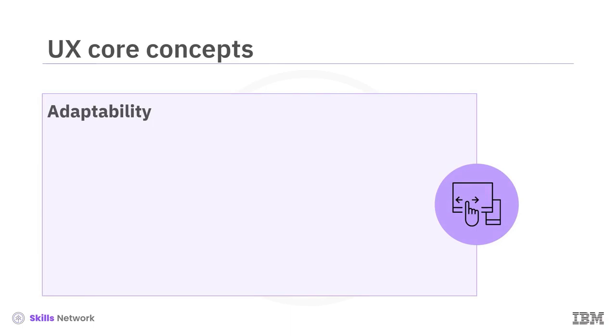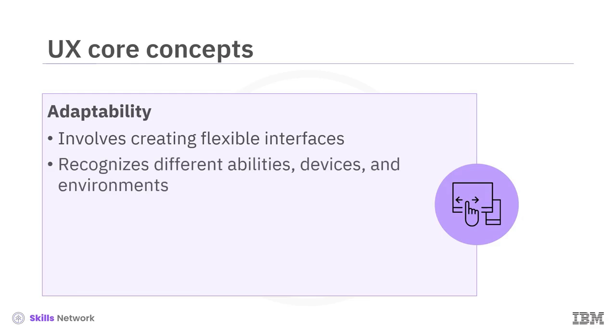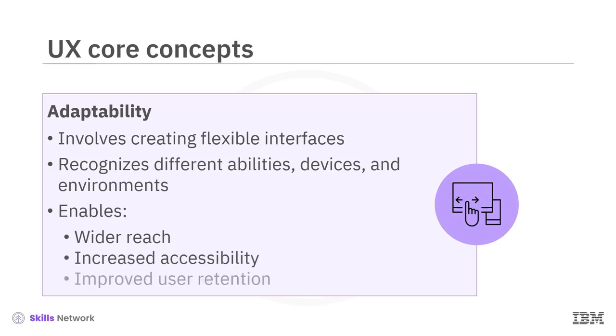The second core concept is adaptability. Adaptability in UX design involves creating flexible interfaces that can cater to various user needs, preferences, and contexts. It recognizes that users have different abilities, devices, and environments in which they interact with a product or service. Adaptability enables a wider reach, increased accessibility, and improved user retention.